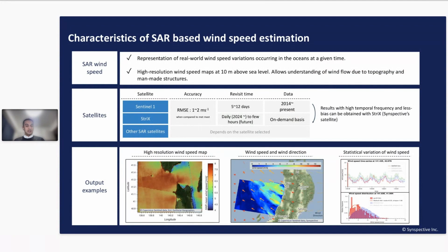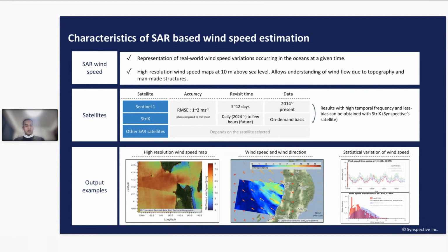And using SAR satellites and SAR technology, we can provide high-resolution wind speed maps at around 10-meter height above the sea level. And this helps us to understand the wind flow due to different features of the site, such as the site-specific topography, the presence of man-made structures, or other artifacts in the ocean. And regarding satellites, we currently mainly do analysis using the European Space Agency Sentinel-1 satellite or our own Strix satellite. But we also have the ability to use some other third-party SAR satellites as well, if that is required.